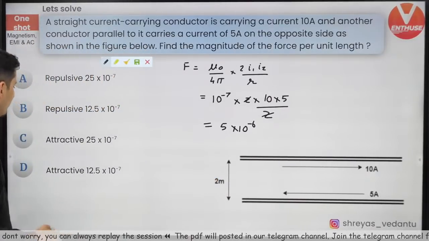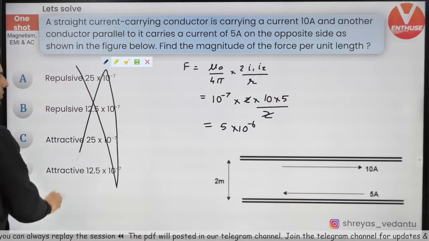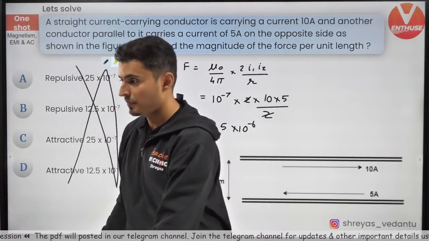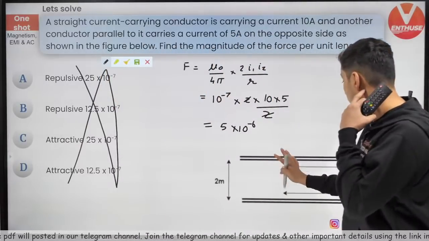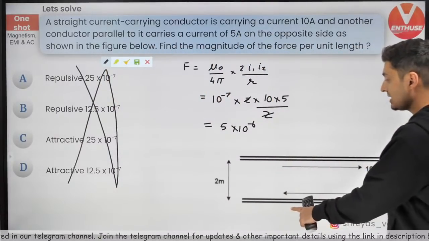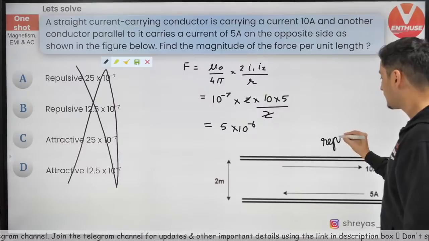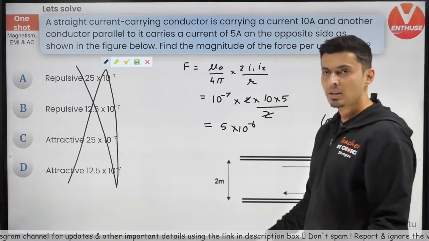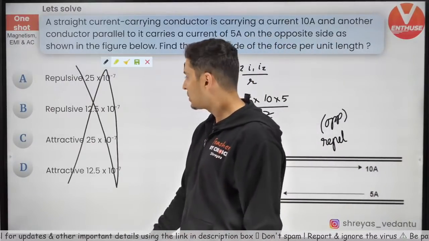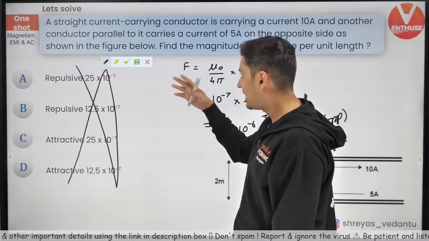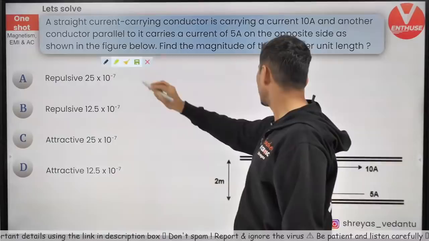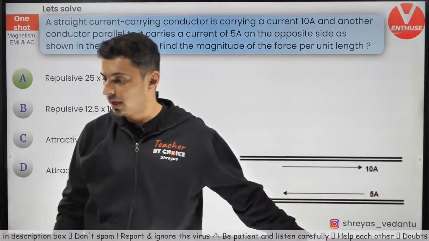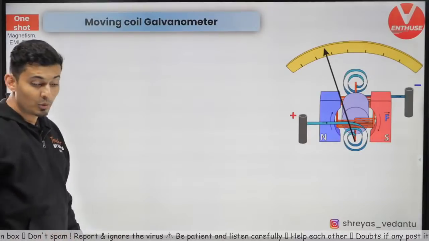Oops, I think some mistake is there in the slide. Okay, so ignore the options. But will they attract or repel? Since they are opposite in direction, they will repel each other. So they will definitely repel. Okay, for sure. So I think these options need to be corrected. I will edit it in the PDF. Don't worry. All right, moving to the next question. Ignore this. This is wrong. Okay, so let's move to moving coil galvanometer.